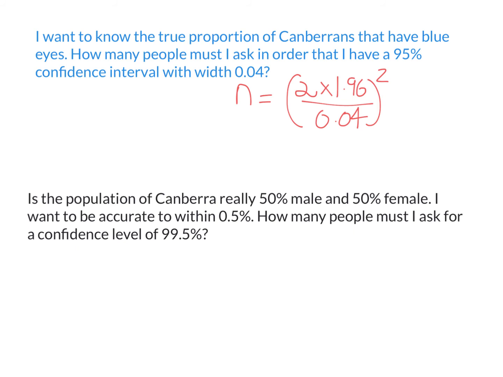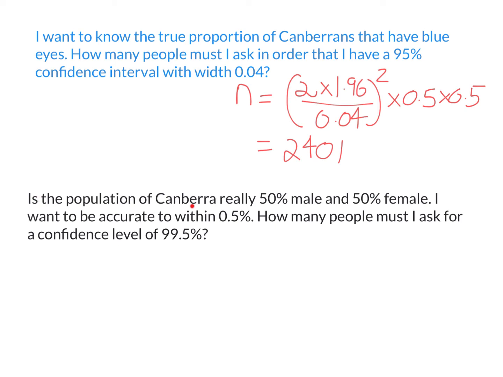Now, I don't know what that is, so as I said on the previous slide, when you don't know p hat, you assume it's 0.5, and that means 1 minus p hat will also be 0.5. That's the worst case scenario. When p hat equals 0.5, that's when the variance is the largest. So assuming p hat equals 0.5, I can just put this straight into my calculator. So putting that in the calculator, I get 2,401. So I would need to ask around 2,400 people the color of their eyes, so that if I make a 95% confidence interval for the proportion with blue eyes, the width of that interval will be 0.04.